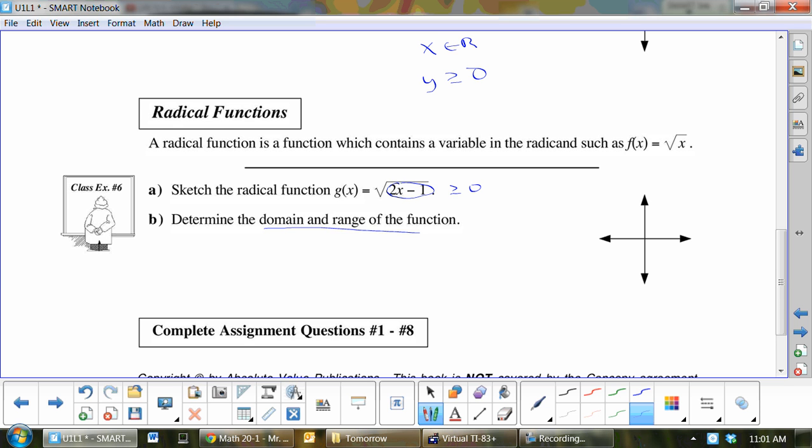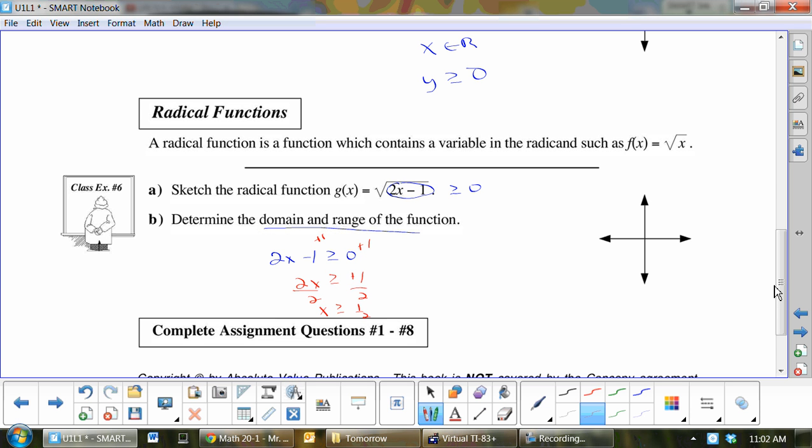So that's how I can figure out the domain and range. 2x minus 1 has to be greater or equal to 0. Do a little algebra here. Add 1. 2x has to be greater or equal to 1. Looks like the air conditioning is working awesome today. Divide by 2. X is greater or equal to 1/2. So x has to be greater than or equal to 1/2 for this to actually work.